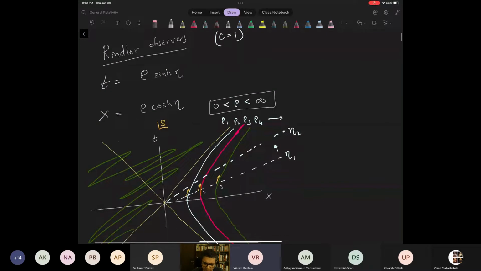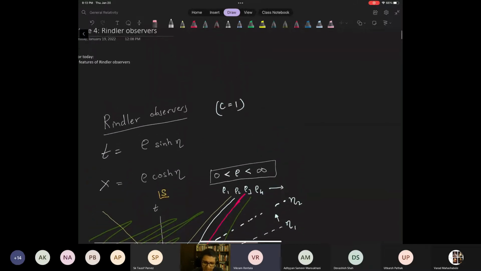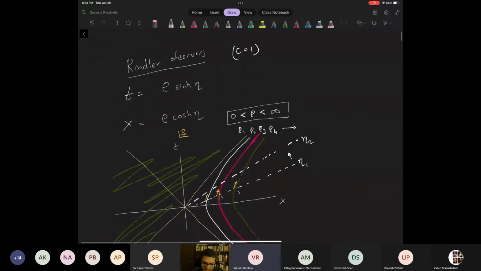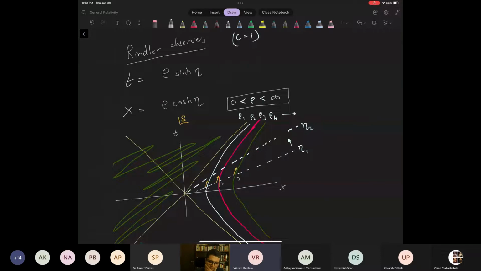Okay, the plan is to talk more about these Rindler observers. Let's continue this discussion. In the simplified way of writing it, it becomes much easier to see what these Rindler observers are. T is rho sin theta, X is rho cos theta, and for different rho I get different trajectories. So these are trajectories with constant rho.